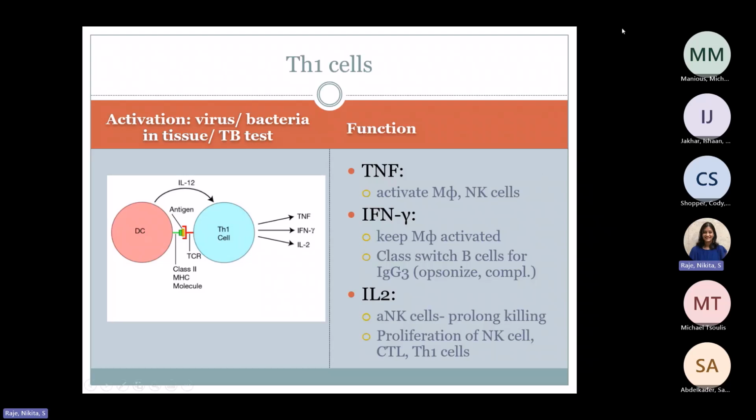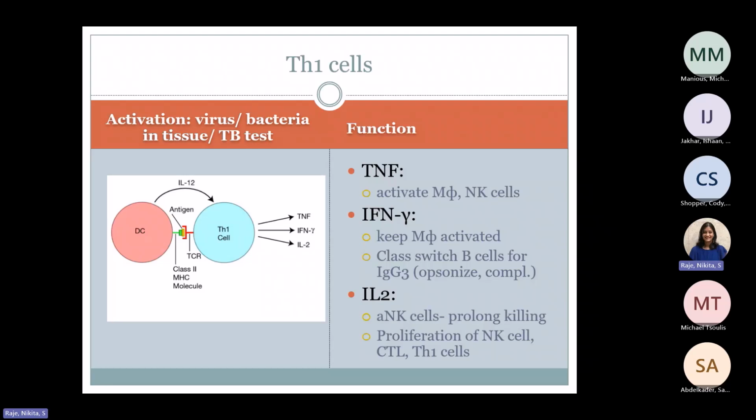The TNF, we know, activates macrophages and NK cells. So guess what the macrophages and NK cells help in? They help in phagocytosis and cytotoxicity for intracellular infections. Interferon gamma is another cytokine that's released that keeps the macrophages activated. They also help in class switching the B cells to produce immunoglobulin G, particularly subclass 3. That helps in opsonization and complement activation. So the interferon gamma also helps in producing weapons that would be used to fight these particular infections.